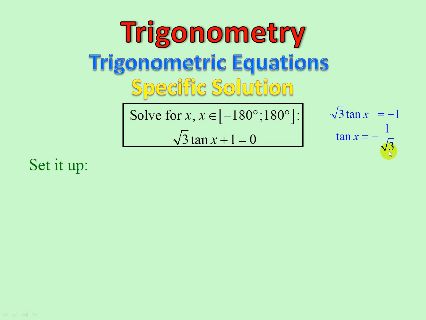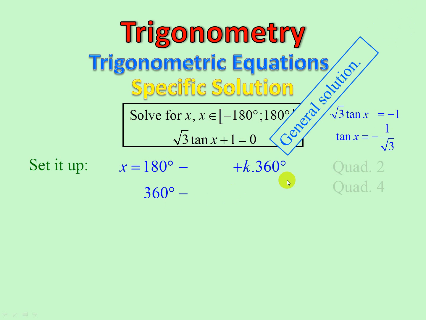Let's put that on the side. Now we've seen that before, perhaps in a slightly different form, because that's the same as root 3 over 3. So in fact, the 30 degrees relates to root 3 over 3, but it hasn't said no calculator, so you can use it. Right, set it up. Where's tan negative? Second and fourth quadrants. General solution, plus k360, k an element of Z.